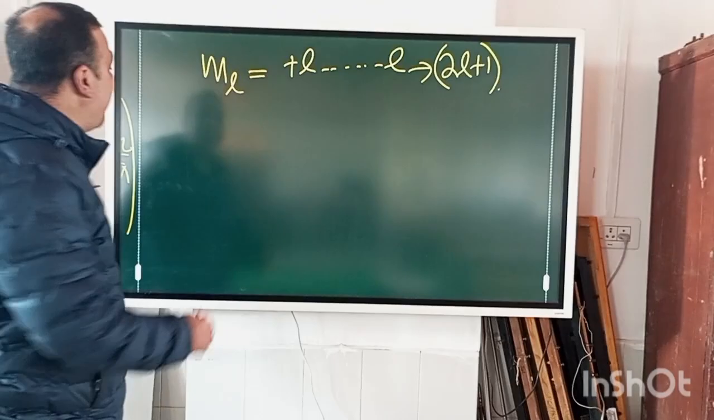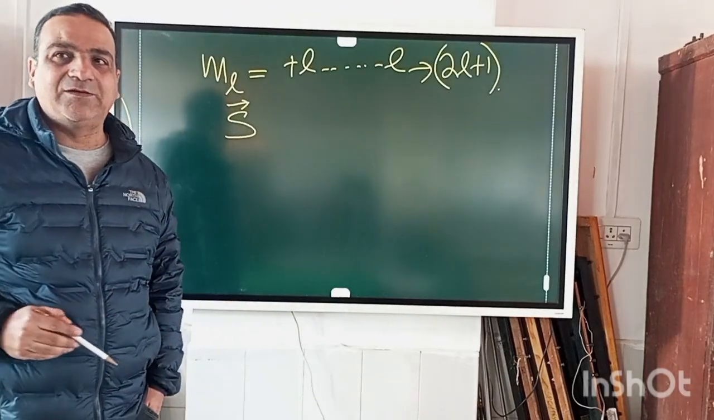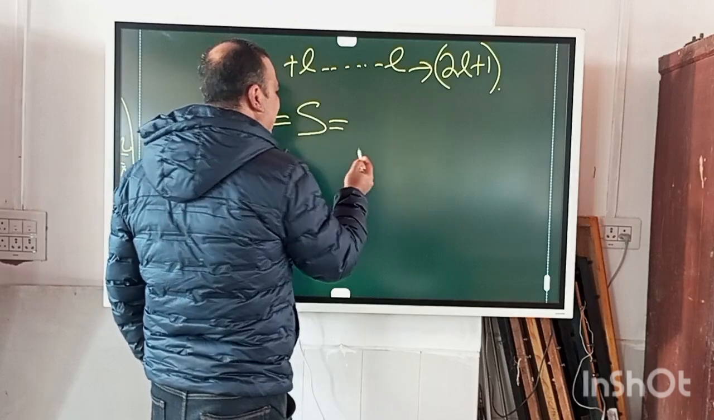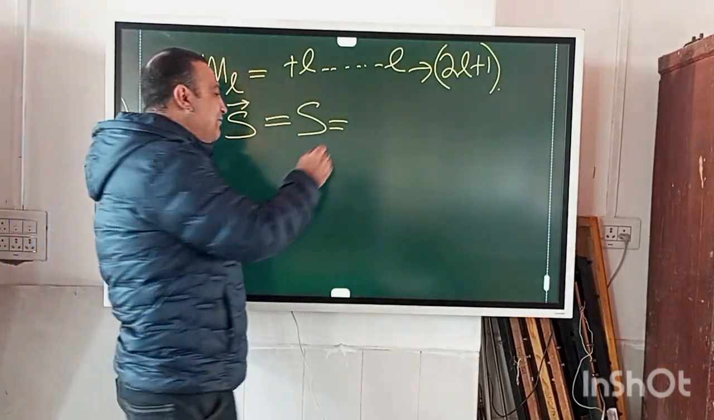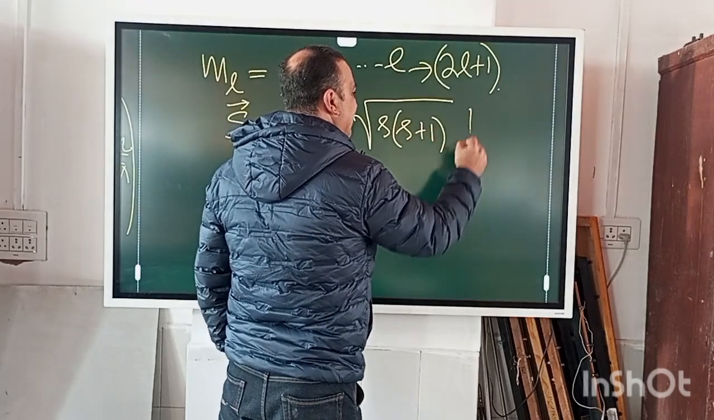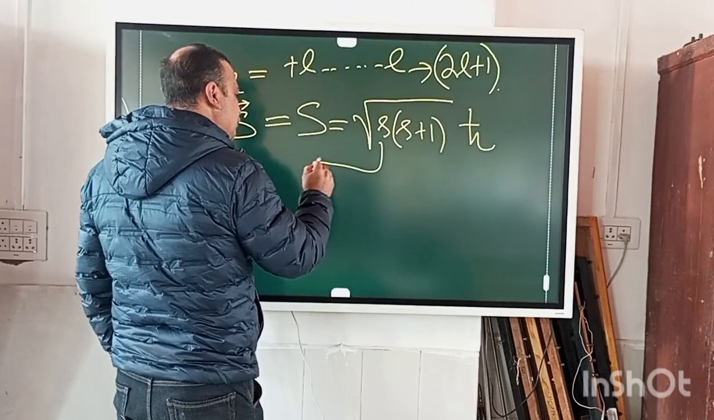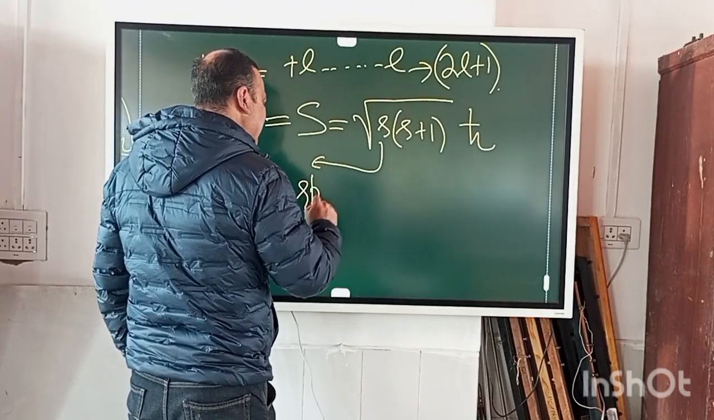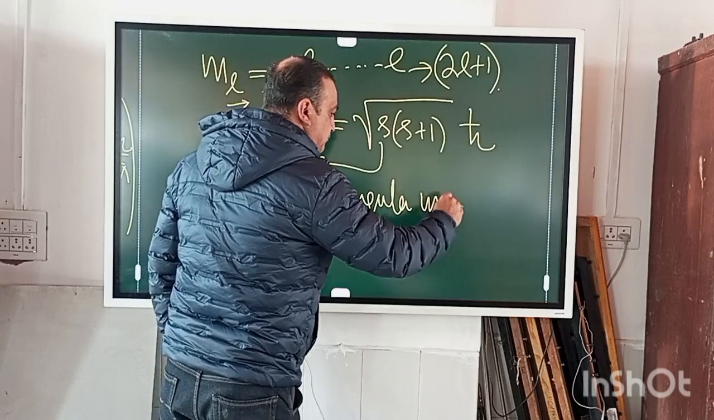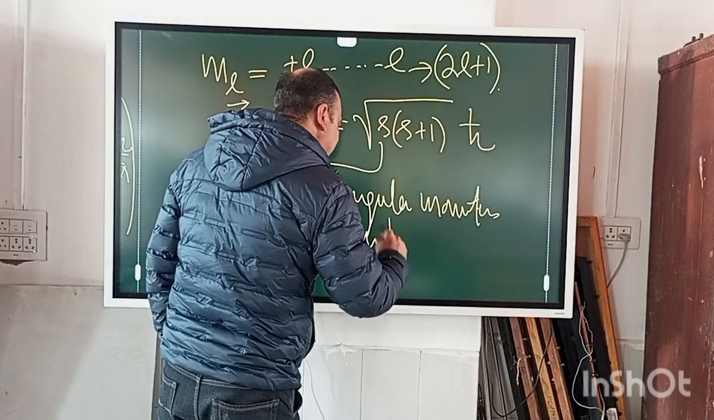And similarly, we have S as the total spin angular momentum, and the magnitude of this spin is S, and by analogy, we can write down this S as under root of s times s plus 1 h bar, where this small s refers to what we call the spin angular momentum quantum number.